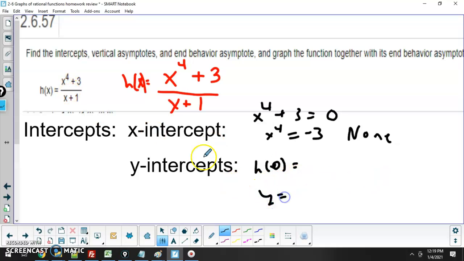So y is equal to 0 plus 3 over 0 plus 1, so y is equal to 3. There's your y-intercept. Okay, now what are the asymptotes?